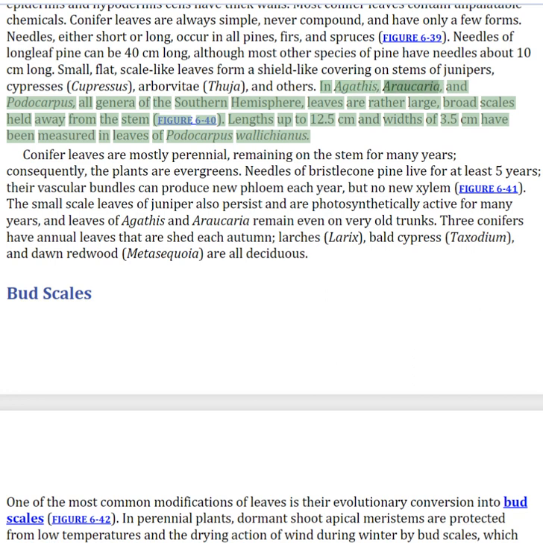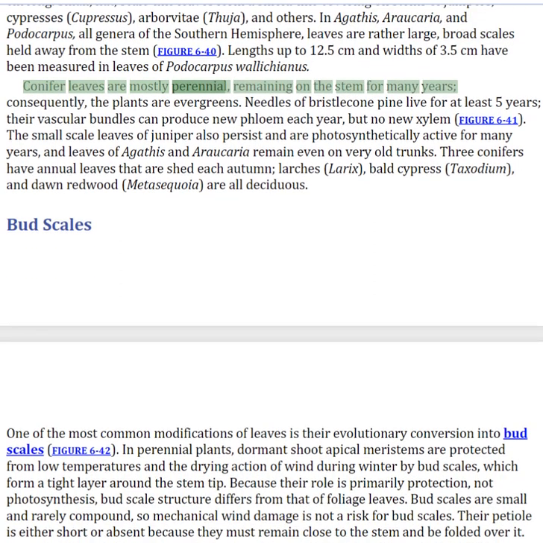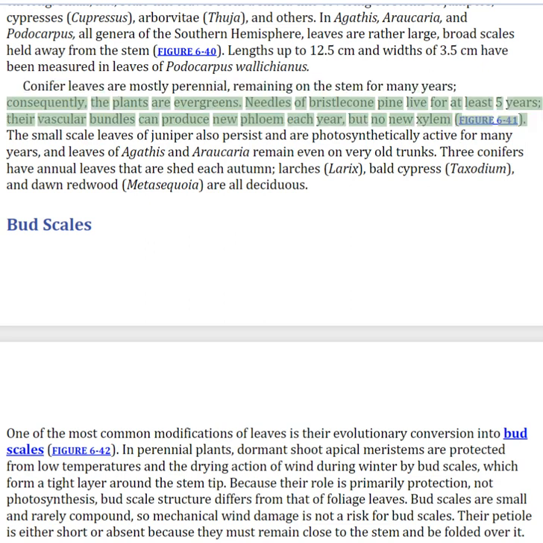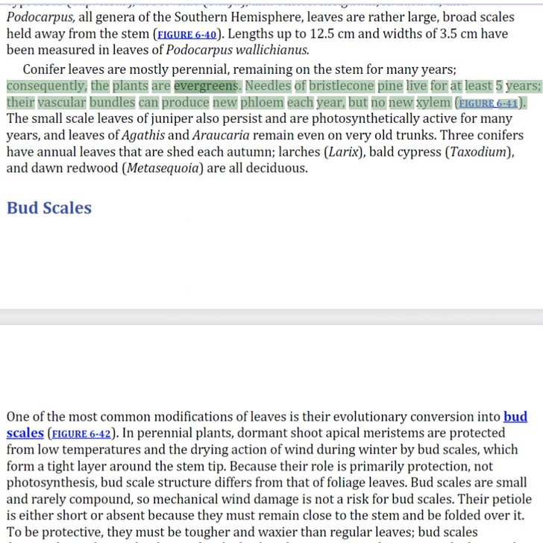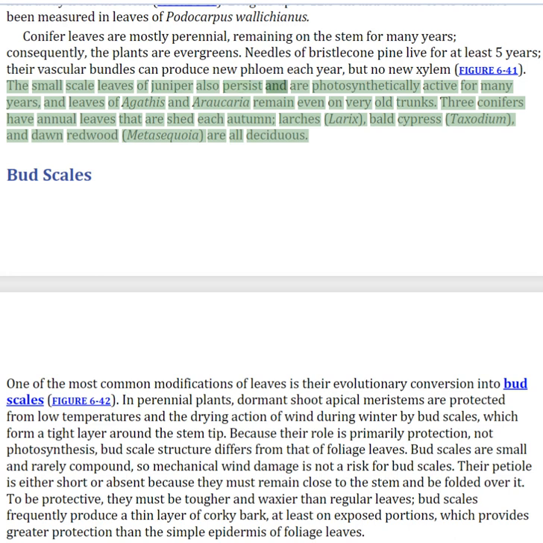In Agathis, Araucaria, and Podocarpus, all genera of the southern hemisphere, leaves are rather large, broad scales held away from the stem. Lengths up to 12.5 centimeters and widths of 3.5 centimeters have been measured in leaves of Podocarpus wallachianus. Conifer leaves are mostly perennial, remaining on the stem for many years. Consequently, the plants are evergreens. Needles of bristlecone pine live for at least 5 years. Their vascular bundles can produce new phloem each year, but no new xylem. The small-scale leaves of juniper also persist and are photosynthetically active for many years, and leaves of Agathis and Araucaria remain even on very old trunks.